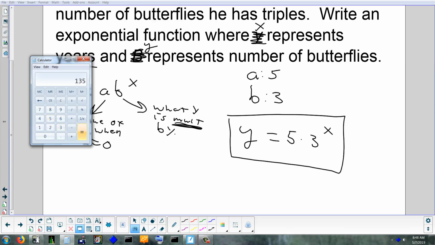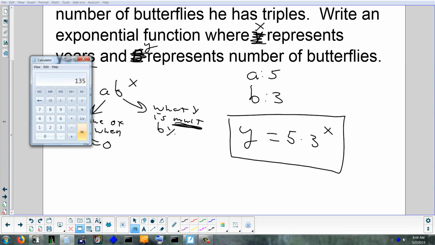That wasn't that bad to do because I only had to triple it 3 times. If I had to do that for say 30 years from now, that's going to take way too long. That's where the formula comes in handy. But let's check and see if the formula works. So this is how many butterflies he's going to have after how many years?